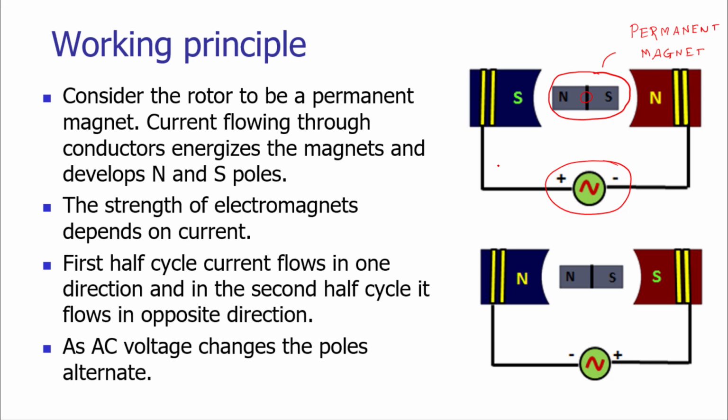The current which is flowing through the stator magnets, that is electromagnets, is generating a rotating magnetic field, and that rotating magnetic field is compelling the rotor to rotate about its axis. The strength of the electromagnet of course depends upon the magnitude of the current. Now if you look here, for first half cycle we are applying sinusoidal way of electric current.